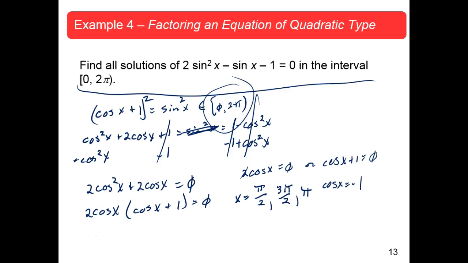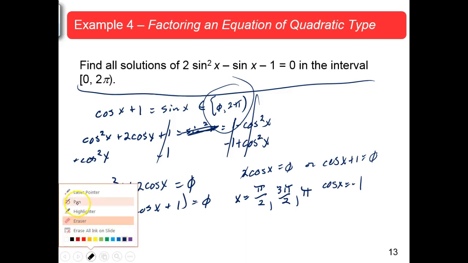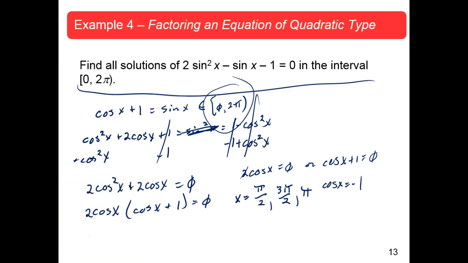So let's go back to the original equation, which I adulterated here by squaring, and let's see if these work. Okay, let's try pi halves. What is cosine of pi halves? 0. Plus 1 is 1. And what's sine of pi halves? 1. 1 is equal to 1. I'm happy with that one.